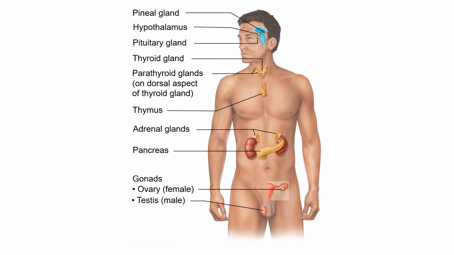We also have adrenal glands, and adrenal glands are sometimes called the suprarenal glands because they're located on the superior aspect of the kidneys. Okay, so here are our kidneys, and these are our adrenal glands. Structurally and functionally, the adrenal glands kind of look like 2 separate glands.